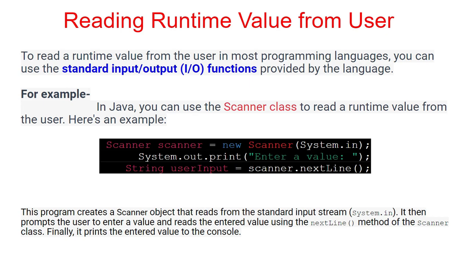To read a runtime value from the users, in most programming languages you can use standard input output. What is standard input output? It means the language provides some flexibility to enter the value from the users through the keyboard, from files, from the console, so many things. For example, in Java, you can use the Scanner class to read a runtime value from the users. This is a very popular way, and people use it as Scanner only.